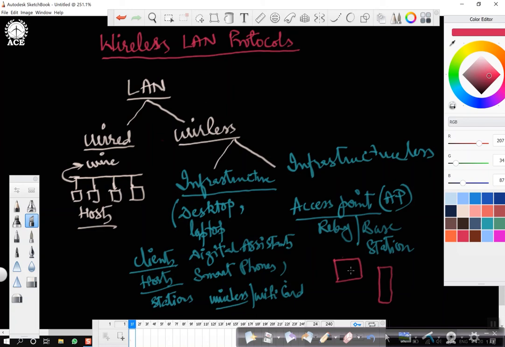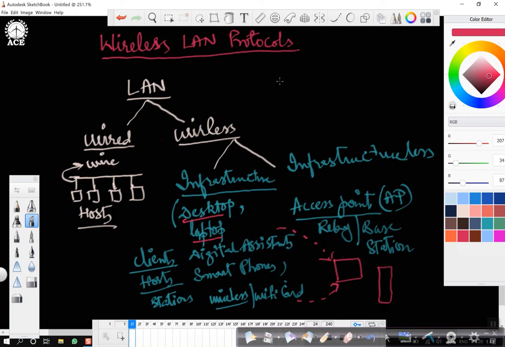It may be shown like that, an access point. It's a device which has got its own radio interface by means of which it will transmit and receive the radio signals. And these clients, the desktop or the laptop, through the Wi-Fi interface can communicate with the access point through radio waves.